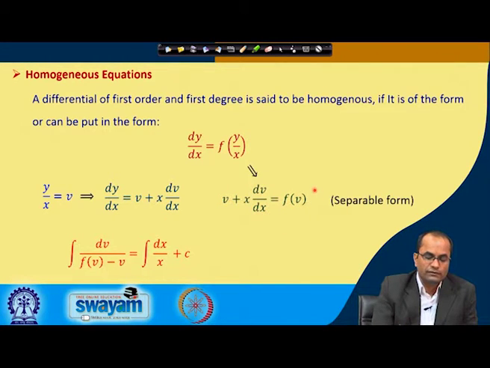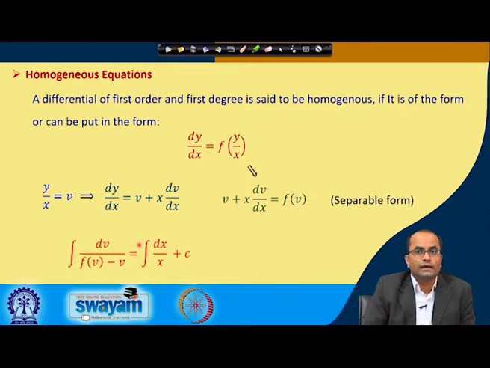Now we can write down the solution: dv over f of v minus v is equal to dx over x plus c. That is the separable form which we can integrate and find the solution. After that, we can replace this v by y over x to get the solution in terms of y and x.